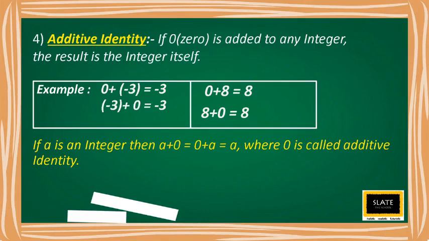If a is an integer, then a plus 0 is equal to 0 plus a, which is equal to a, where 0 is called the additive identity.